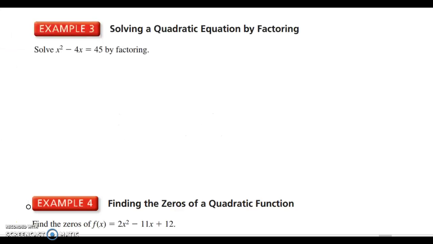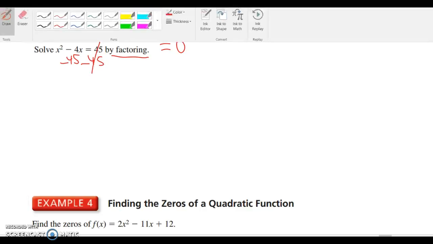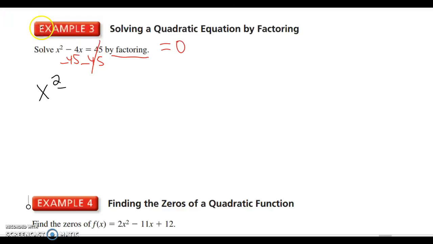Looking at example 3, we want to solve this by factoring. Remember, we took notes in our journal on this before, and we know we have to set it equal to 0. So I want to subtract 45 from both sides, and I'll get x squared minus 4x minus 45 equals 0.